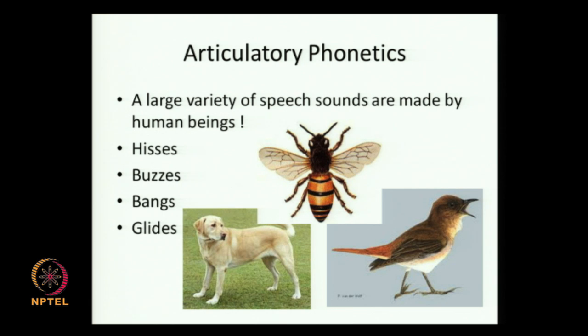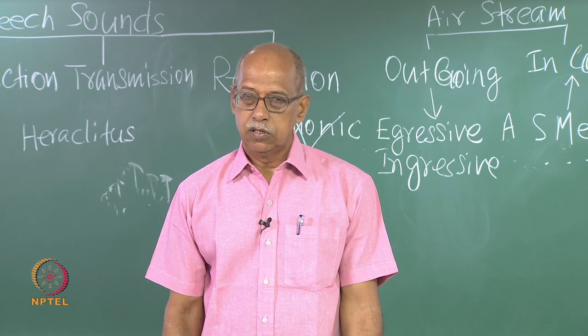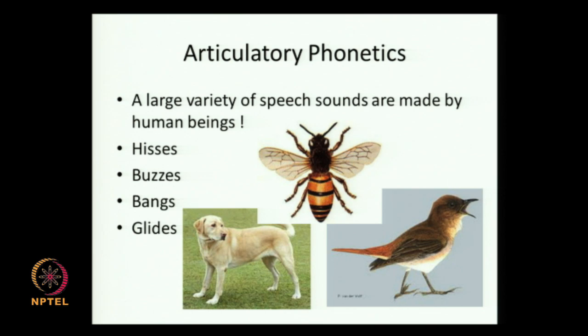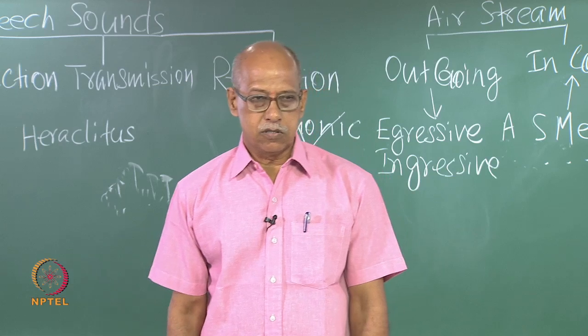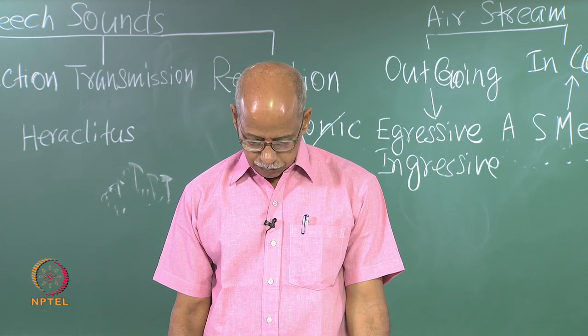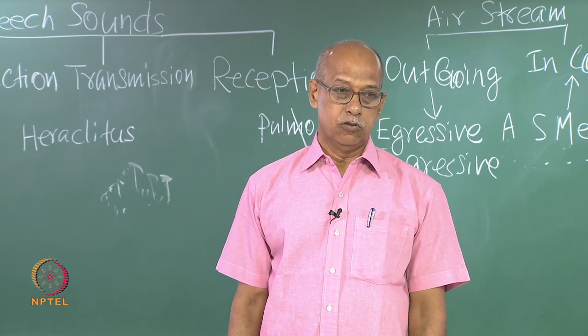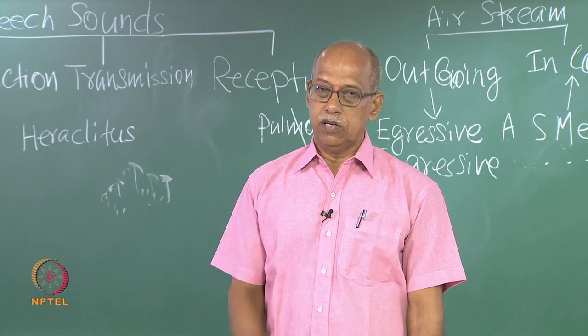Actually, in the animal world, only four kinds of sounds are produced. People say we can either produce hissing sounds like reptiles, like snakes and crocodiles. They produce sounds like sss, the hissing sound. Or we can produce buzzing sounds like flies, zzzz. Or we can talk like birds. Birds can whistle.